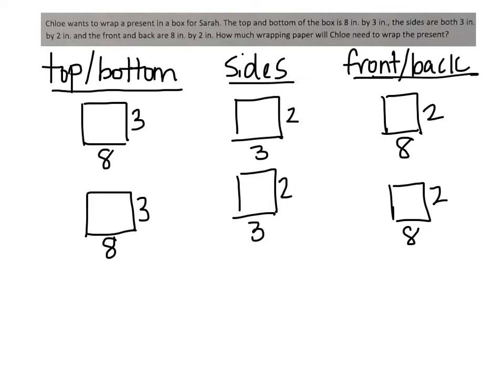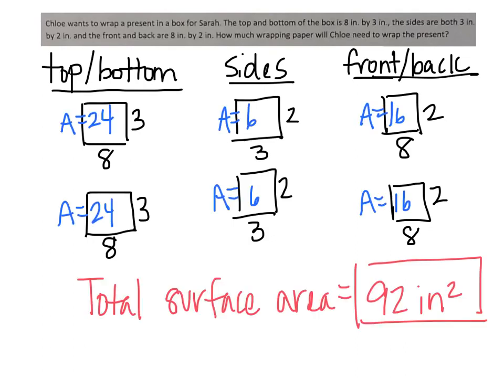So the most common mistake, though, is to forget pieces. So I know that I have a box, so you need to make sure that I have 6 pieces. So now we're just going to find the area and combine. So when I found each of the areas, I combined them all, and I got 92 square inches.